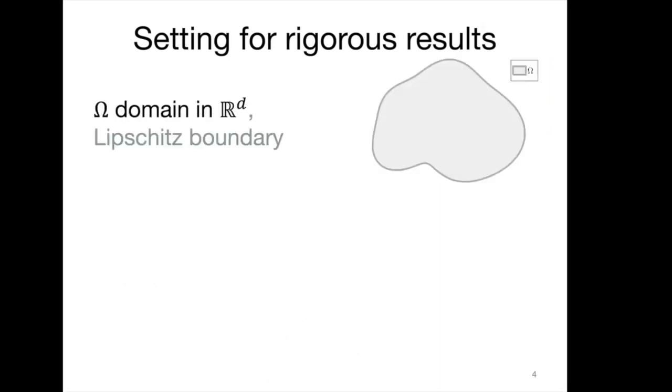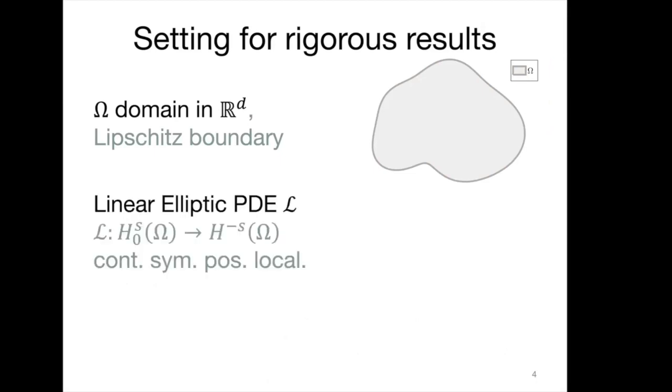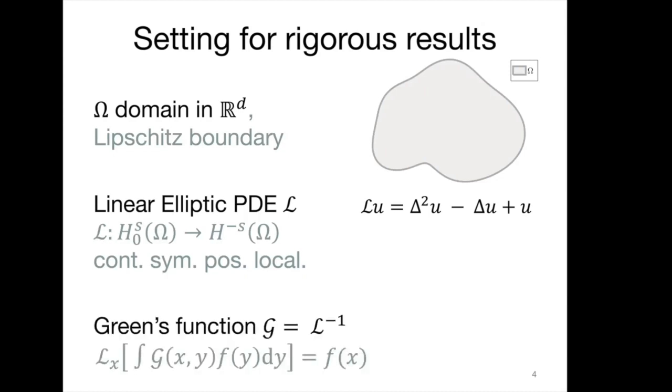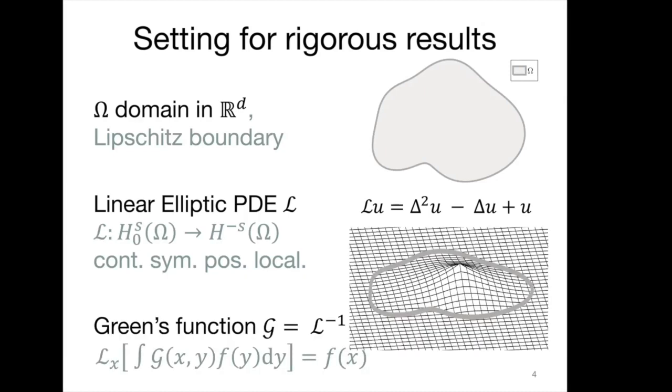So we assume we have a domain in R^d with Lipschitz boundary. We have a linear elliptic PDE. So here I've shown you some bilaplacian, but this allows for arbitrary integer order rough coefficients as long as the operator is bounded and boundedly invertible between H^s and H^-s. And then we define the Green's function as the inverse in the sense of convolution of the differential operator with Dirichlet boundary conditions. So for everything here, we're working in H_0^s, so we work with the zero Dirichlet boundary conditions.